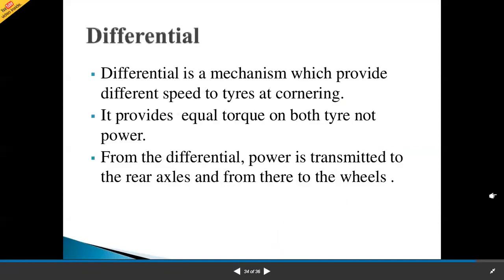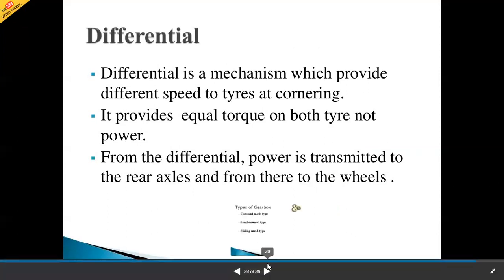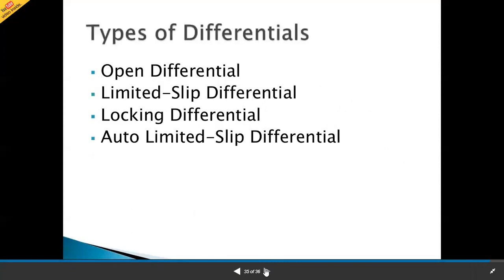Differential is a mechanism which provides different speeds to the tires at cornering. It provides equal torque on both the tires, not power. From the differential, power is transmitted to the rear axle, and from there to the wheels. The types of differentials are the open type differential, limited slip differential, locking differential, and auto limited slip differential. These are the different types available in the transmission system.